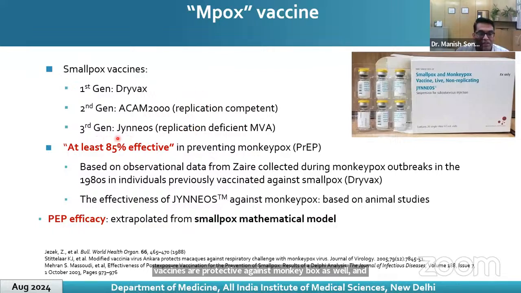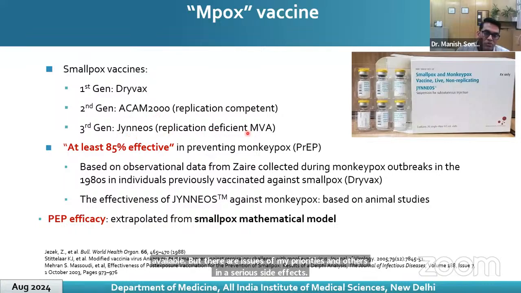Currently the third generation, Genios, which is a replication-deficient virus, is the best of all of them. ACAM 2000 was being used until a couple of years back. It is still being prescribed when the others are not available, but there are issues of myocarditis and other serious side effects. So for all practical purposes, Genios is the one which will be used.